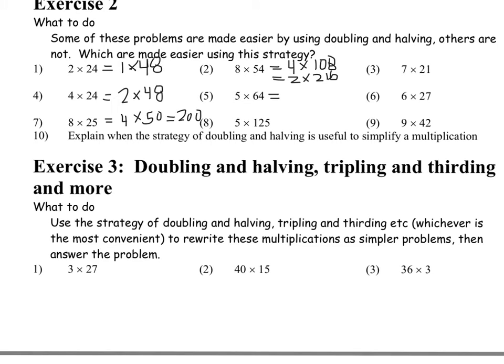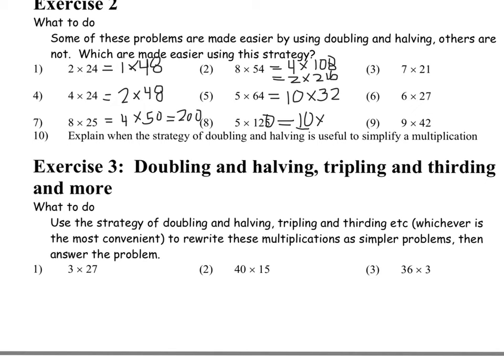5 times 64. Well, I can't take half of 5. What's happened if I double 5 and I half 64? It'd be 10 times 32. That's helpful. 5 times 125. Double 5 to make 10, half 125. Ooh, I can't half 125 unless it's a decimal, and I could multiply decimal times 10, but I don't think that one's very helpful.